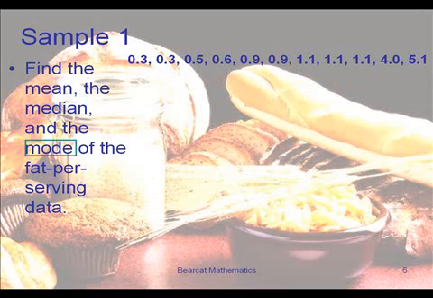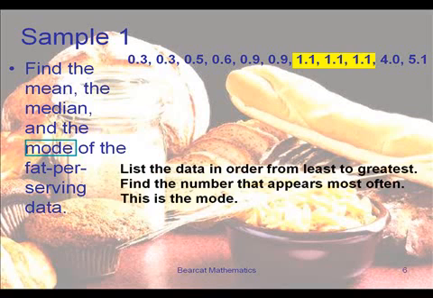The last measure of central tendency that we're going to look at is mode. Mode stands for most popular. Just remember MO for mode and MO for most. It's the one that happens the most, the most popular piece of data there. That has to be the 1.1. So our mode is 1.1.